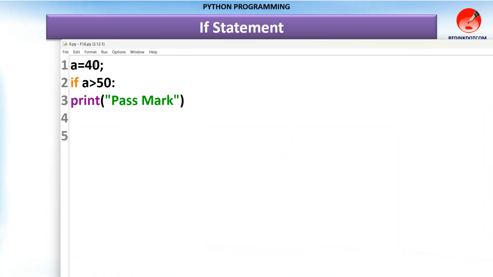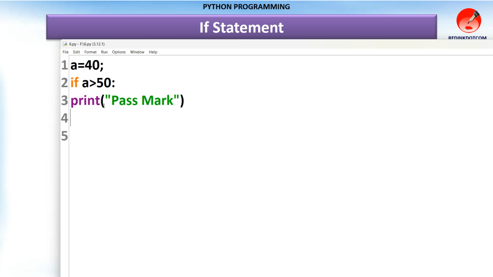I give the value 40 to the variable called a. I check whether it is greater than 50 or not. If the condition is true, this statement is going to execute. Otherwise, no statement is executed. There is no output for this program. But in this code, there is a small mistake. After the if statement, a small space, that is an indent, is needed. Then only this print statement is going to execute.